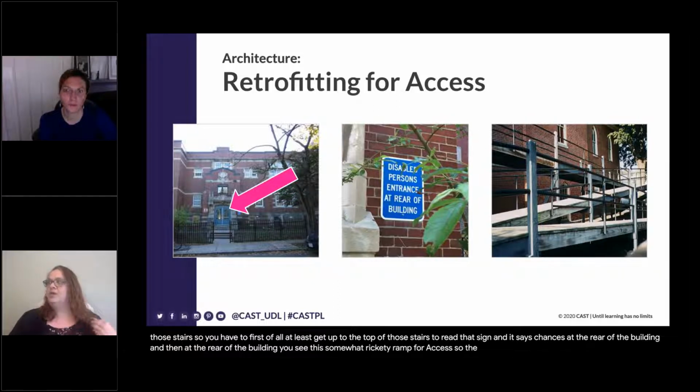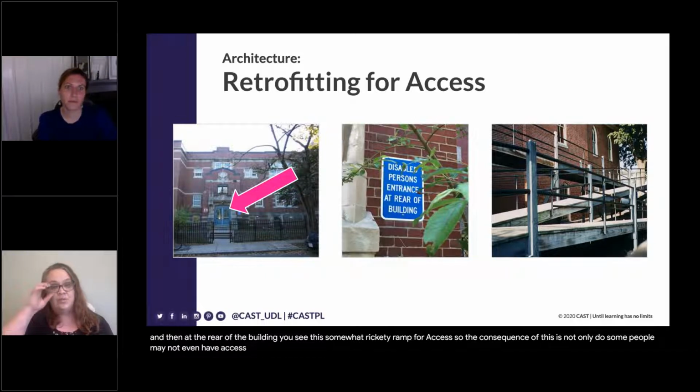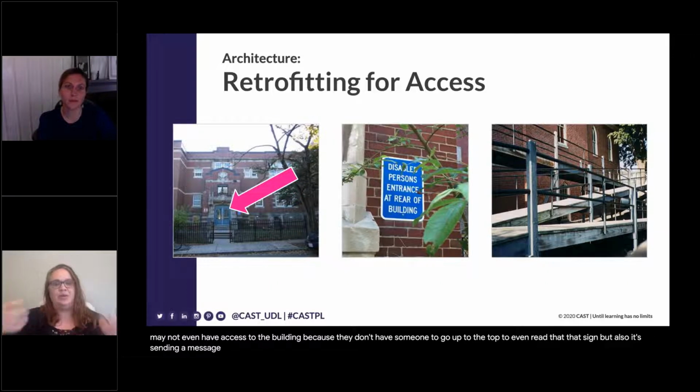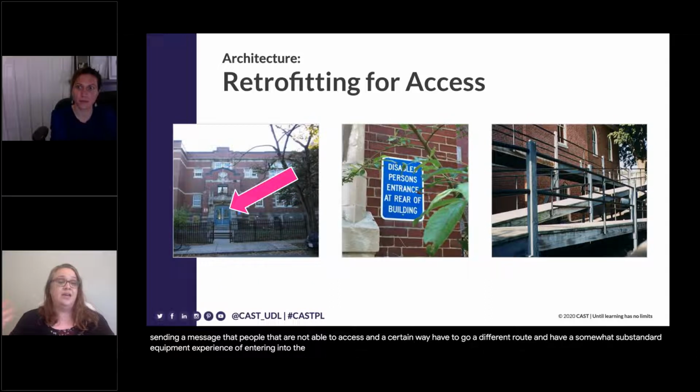So the consequence of this is not only that some people may not even have access to the building, because they don't have someone to go up to the top to even read that sign, but also it's sending a message that people who are not able to access in a certain way have to go a different route and have a somewhat substandard experience of entering the building. And they might not even reach the goal if they end up at the back of the building instead of the front of the building.